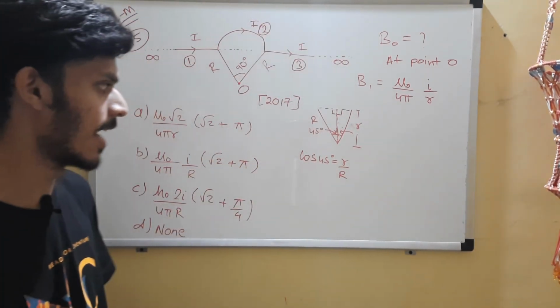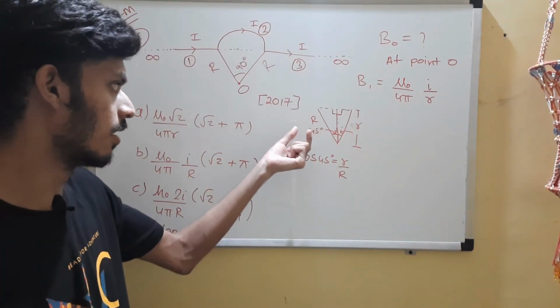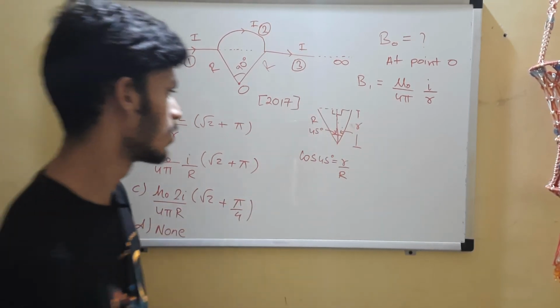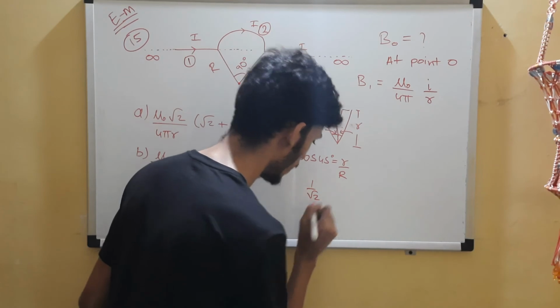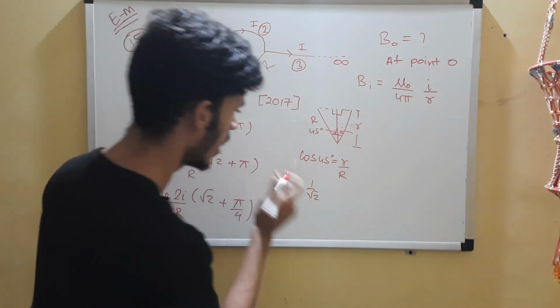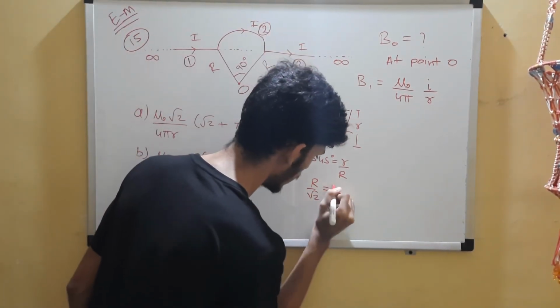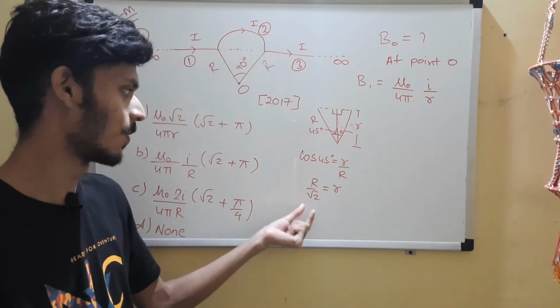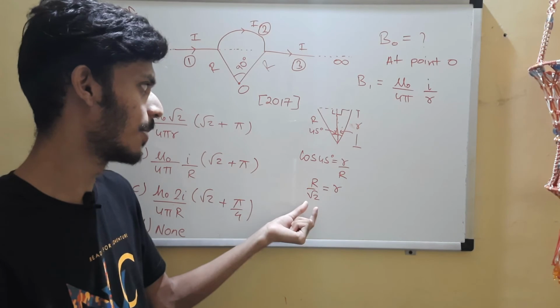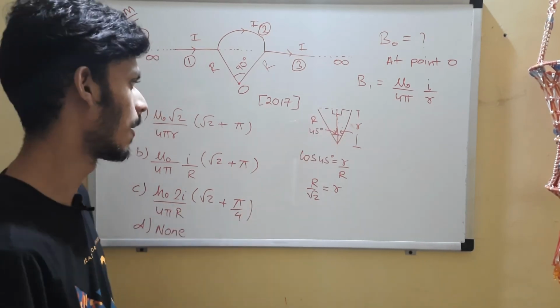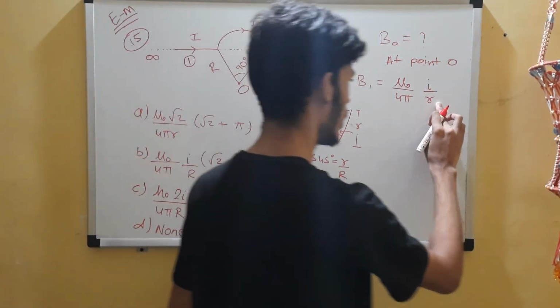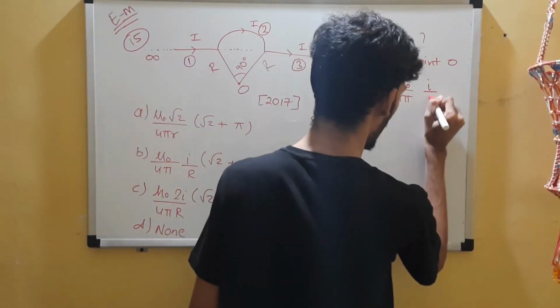You can easily see that, right? Cos 45 is the adjacent side upon the hypotenuse. So cos 45 is 1 by root 2. 1 by root 2 is equal to r by R. That R I'll bring to this side. So small r is equal to capital R by root 2. We used our logic over here. So here in place of small r we'll put capital R by root 2.